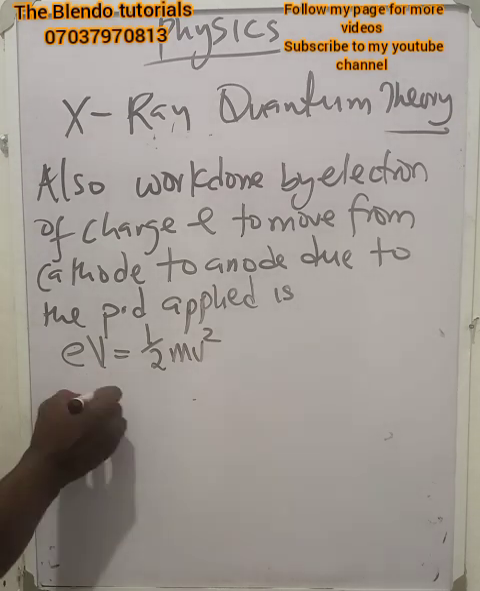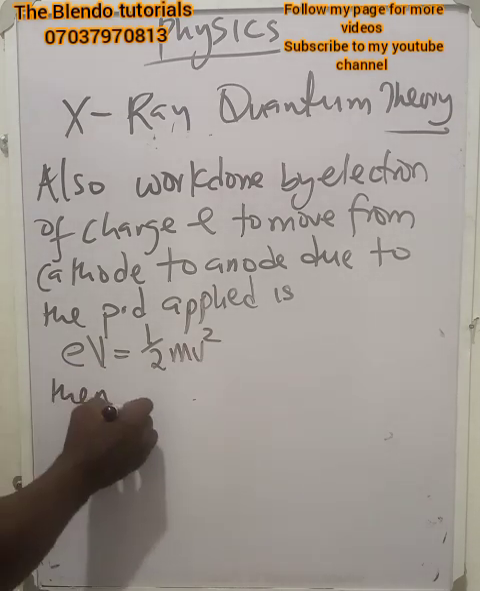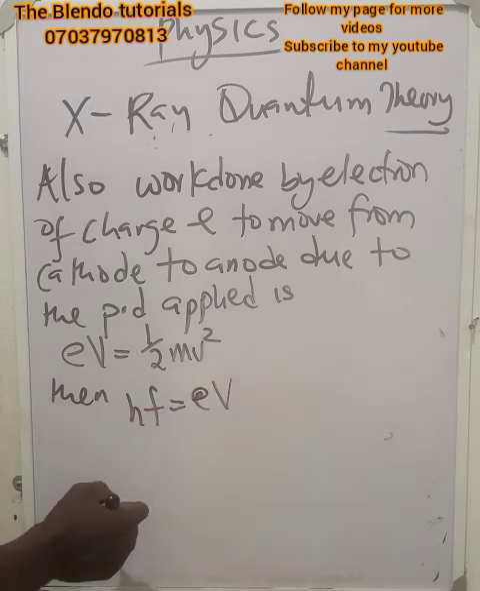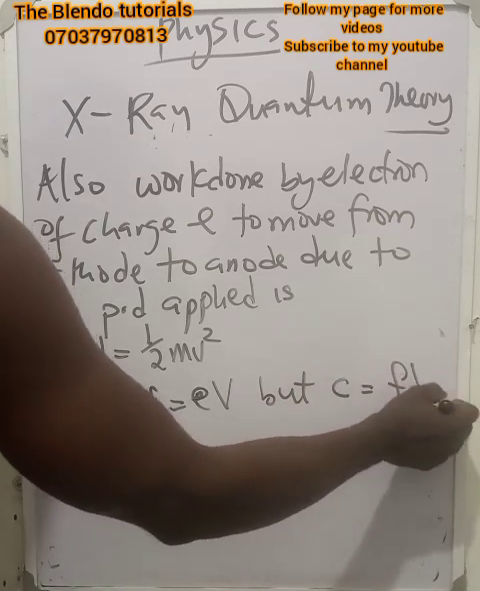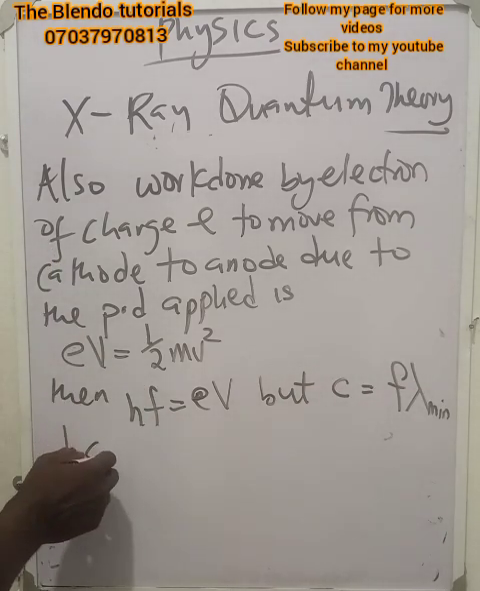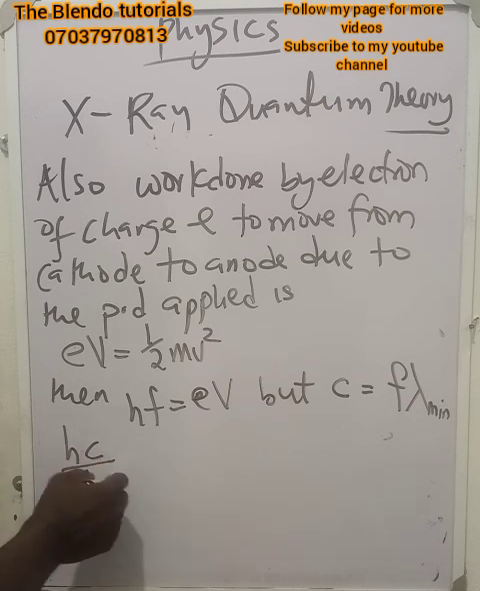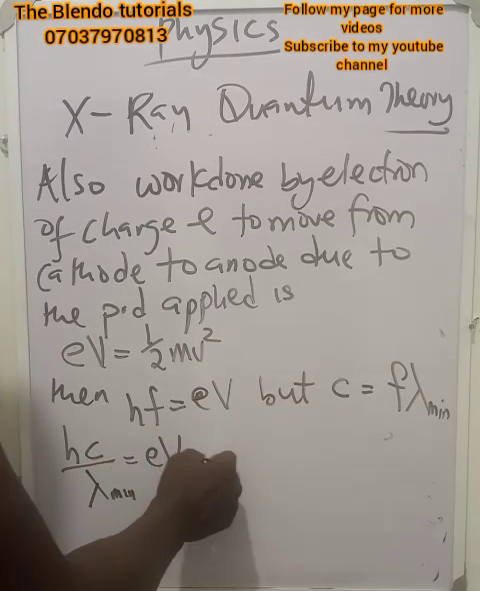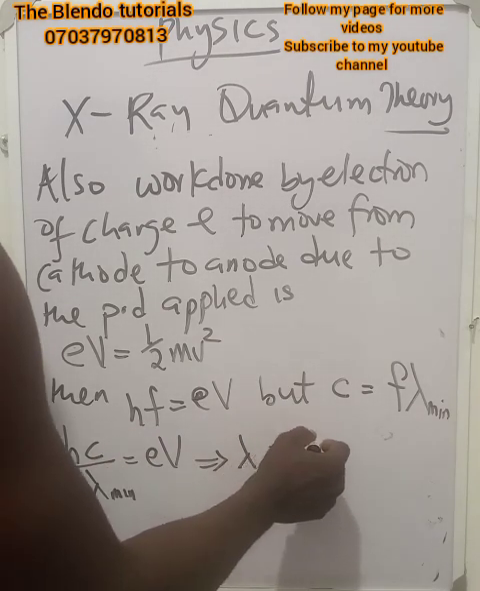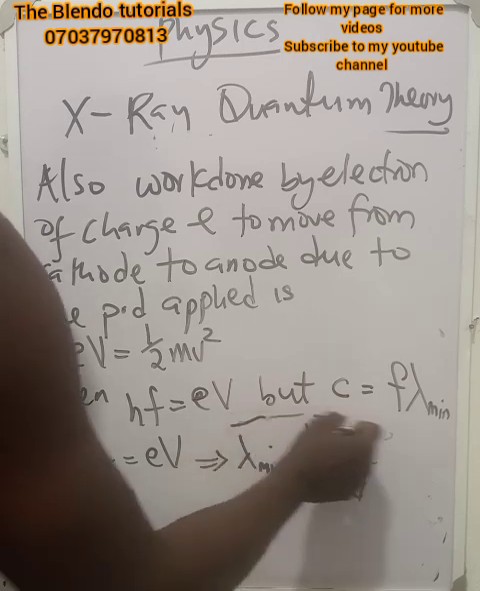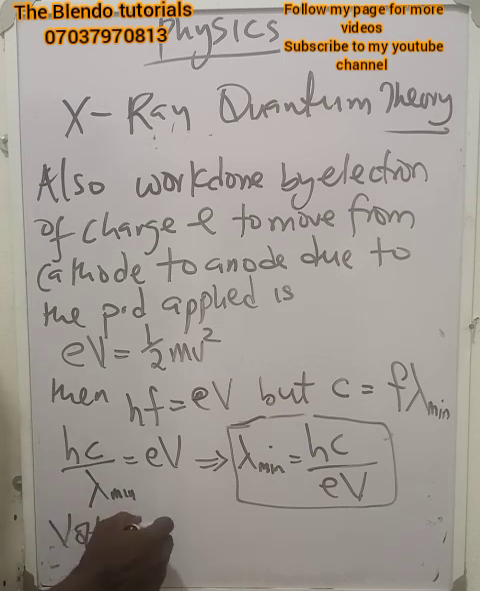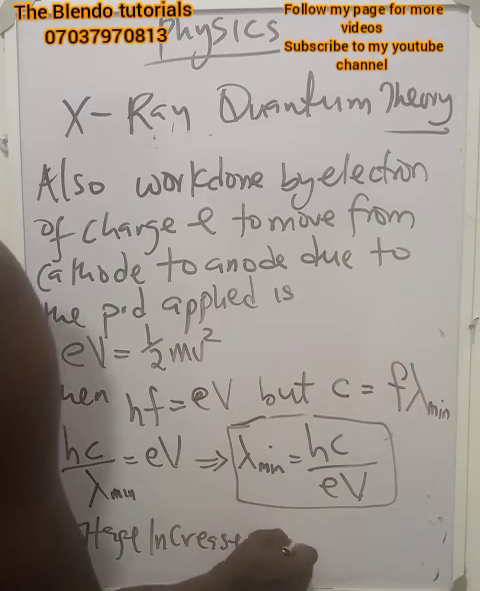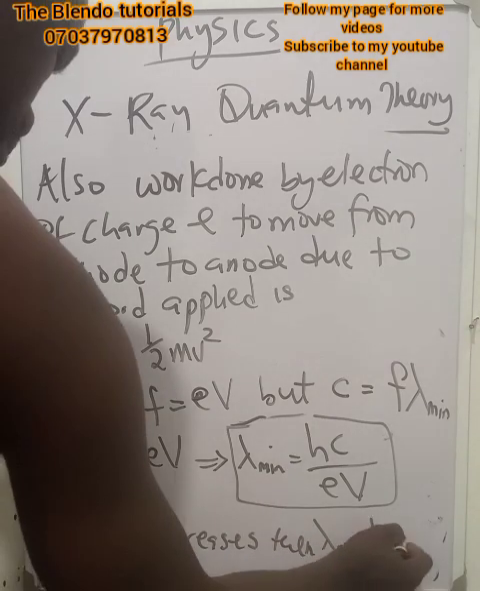So we can compare the two, the first case and second case, where we have the energy and the work done. hf is equal to eV, since both are equal to half mv squared. But frequency is speed of light over wavelength, so we substitute f with c over lambda, where lambda is wavelength. Hence, hc over wavelength equals eV. Wavelength minimum equals hc over eV.